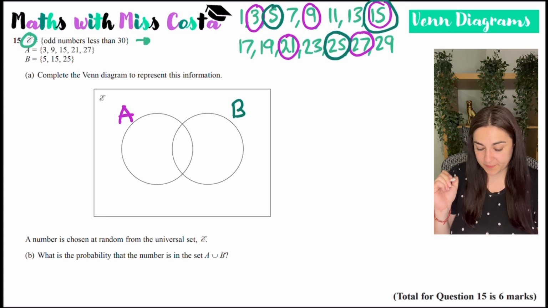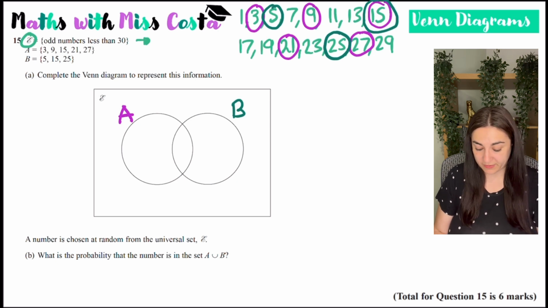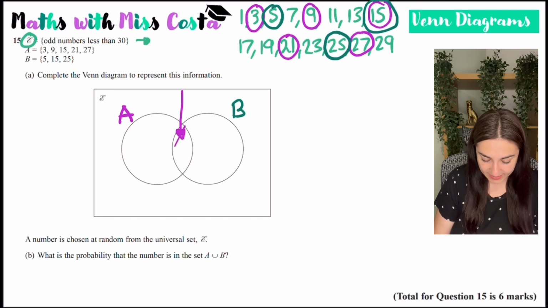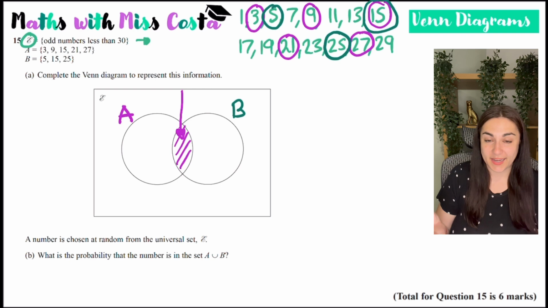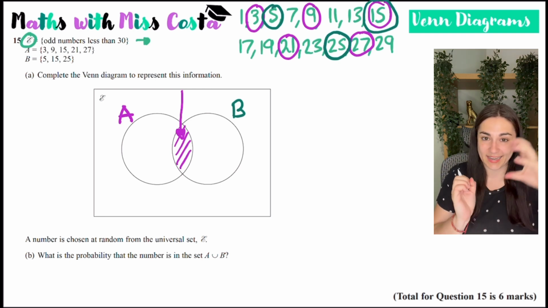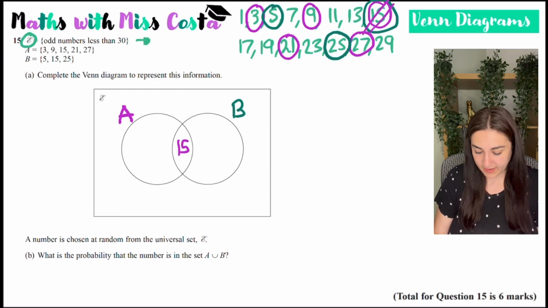So essentially, every number I've circled in pink is in section A. Every number that I've circled in green will appear in section B, and anything that is circled by both has to appear here, because this is called the intersection. It's where A and B intersect, so everything that qualifies for being in A and B. So in here, I am going to write 15, and then I can cross it out because I've already written it in my Venn diagram.